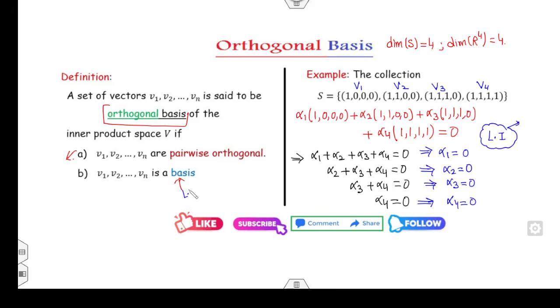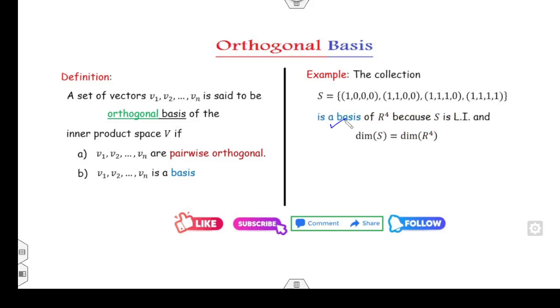Yes, it is Li as well as a span. Therefore, this S forms a basis. Why? Because S is Li and the dimensions are the same. But S is not an orthonormal or orthogonal basis because the dot product between any two elements is non-zero.